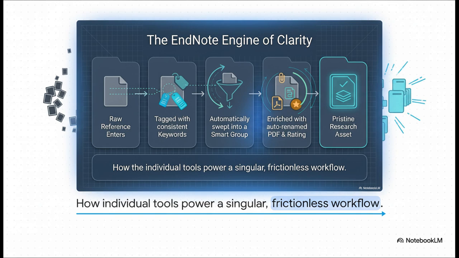And this right here, this is the payoff. This is a whole engine of clarity in action. You start with a raw reference, it gets tagged with your consistent keywords. It's automatically swept into the correct smart group. You enrich it with your own notes, you give it a rating, and you attach an auto-renamed PDF. What comes out the other side isn't just a citation anymore. It's a pristine, frictionless research asset ready for you to use.